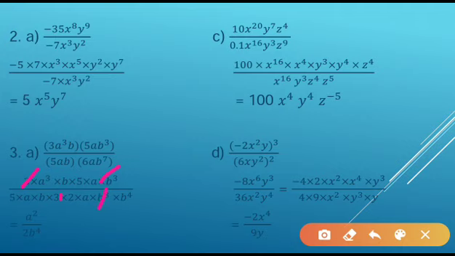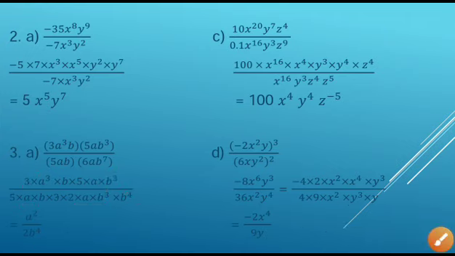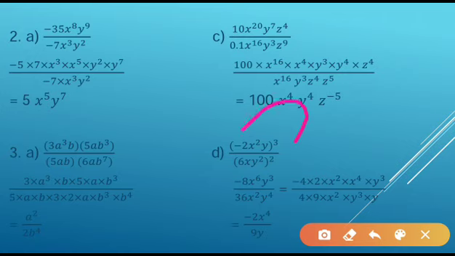Here a cube is there and here 2a square is there, so 1a will be as it is. So after this, here b cube and b to the power 4 will be cancelled. In the numerator only 1b will be there, so a square upon 2b to the power 4 will be your answer.